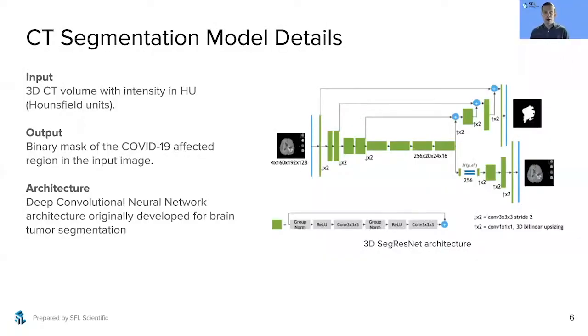So a little bit of background on the model architecture that we employed in this use case. This is a type of deep convolutional neural network called 3D SegResNet. This is a robust architecture that can take a 3D image as input and output a segmentation mask of a particular region of interest. For example, this kind of network structure can also be trained to locate a tumor in the brain or some other part of the body.